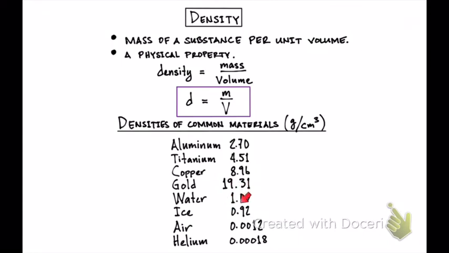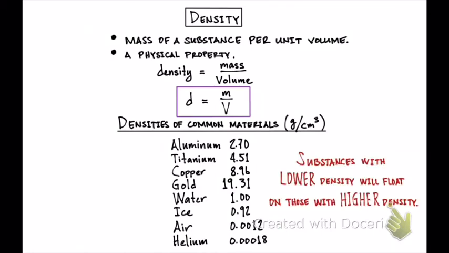Water is slightly more dense compared to ice, and that's why ice floats in water. Air has a density of 0.0012 gram per milliliter, whereas helium is 0.00018 gram per mil. That's why helium floats in air. All right, so you just have to remember that substances with lower density will float on those with higher density.